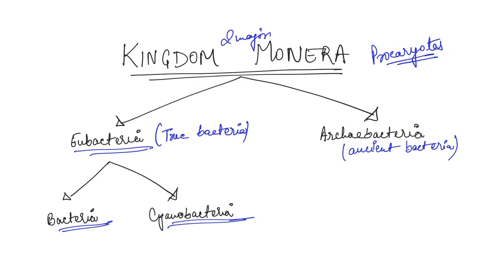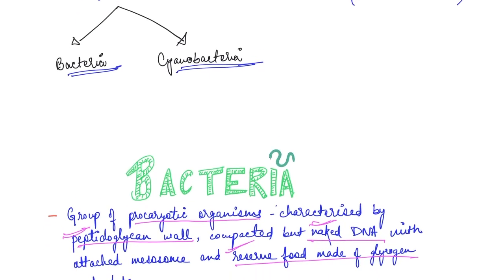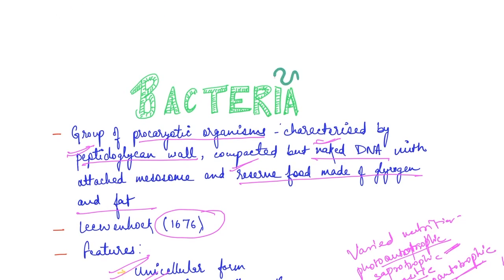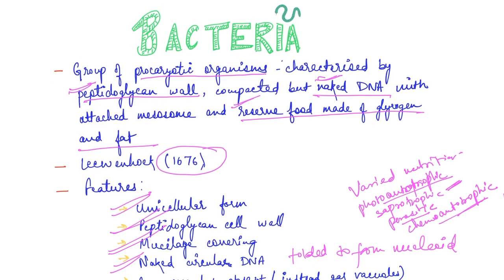Now we started with bacteria. So bacteria basically is a group of prokaryotes. Now just remember that they are prokaryotic organisms. What all things do they have? They have a peptidoglycan wall, they have naked DNA, and they have reserved food made of glycogen and fat. Now it was basically discovered by Leeuwenhoek in 1676. So remember these dates as well.